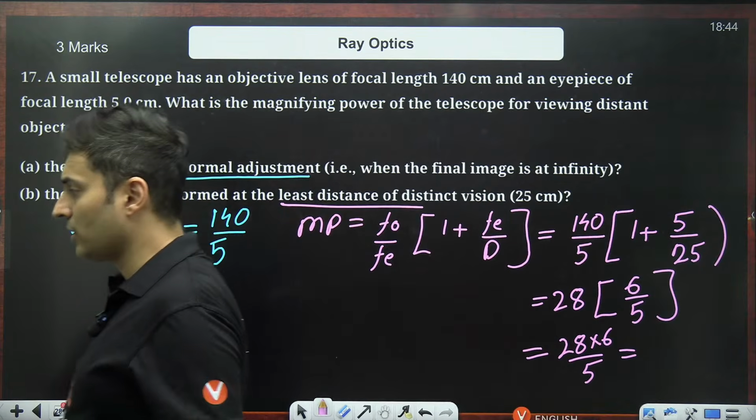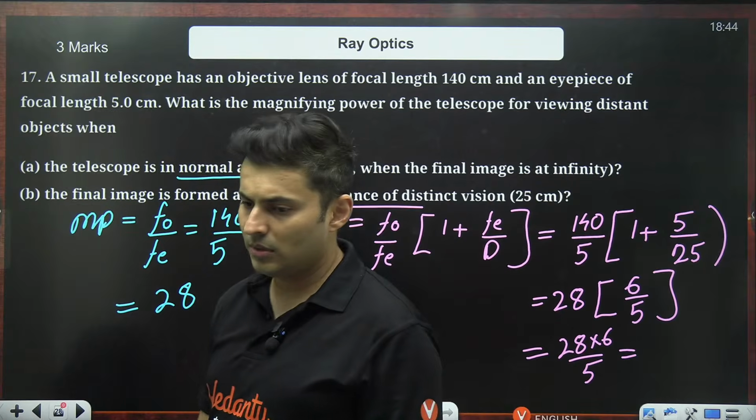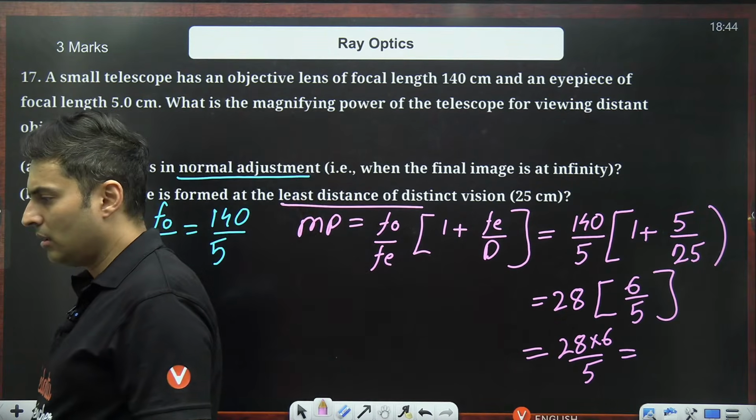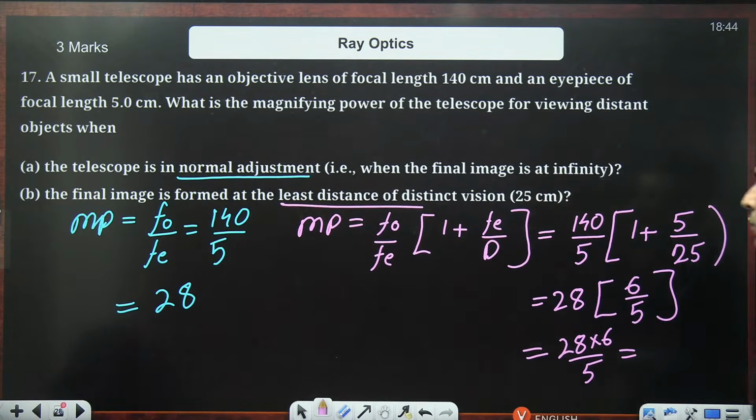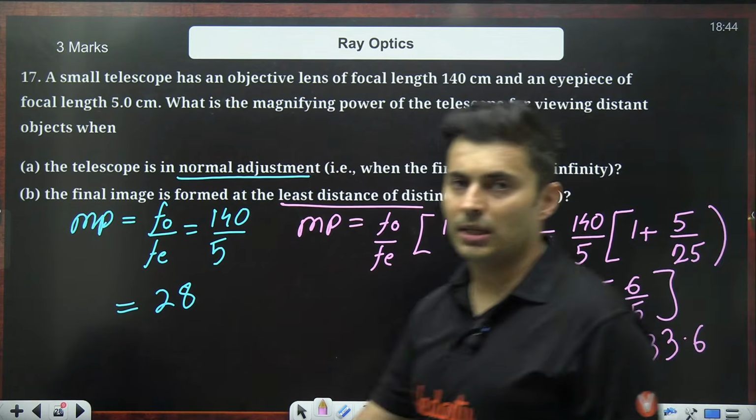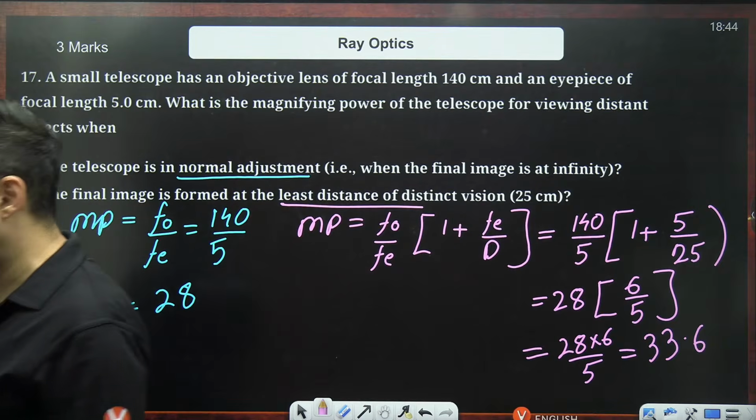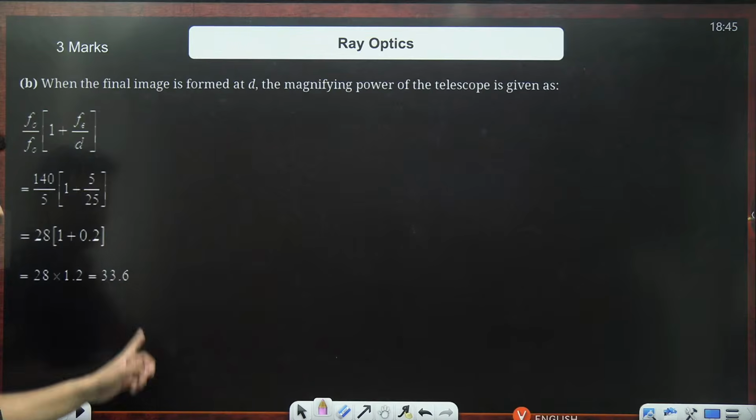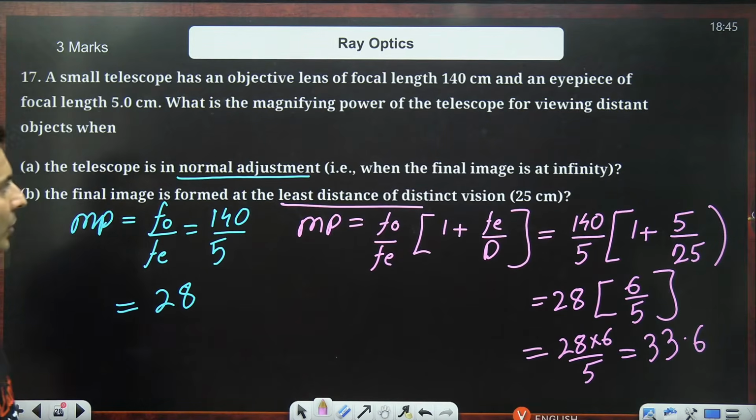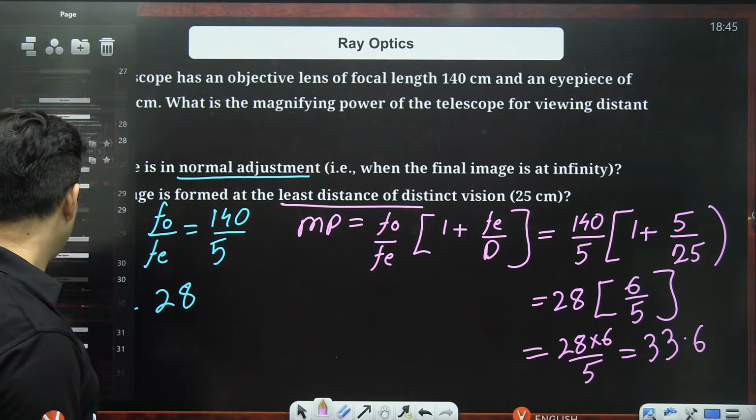28 into 5, 140, 140 plus 28, 168. Divided by 5. 168 divided by 5, just check it out. How much will it be? 3 is 33.6. Just check it out. 33.6 is the final answer. Everyone? Yeah, that should be the final answer. Perfect. There you go. So this is how questions can come from your ray optics.